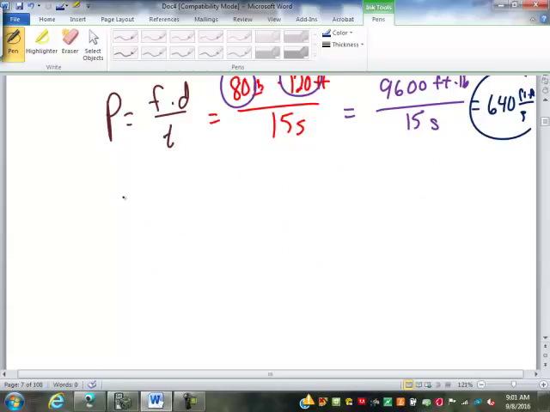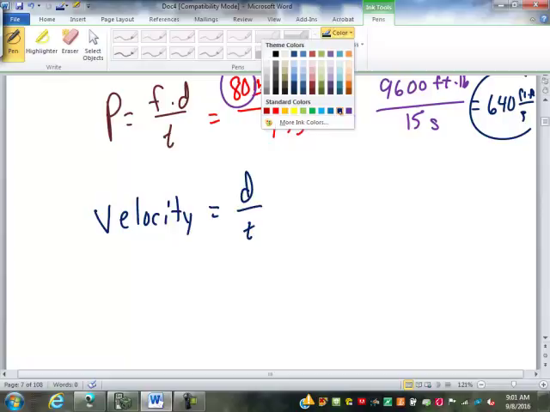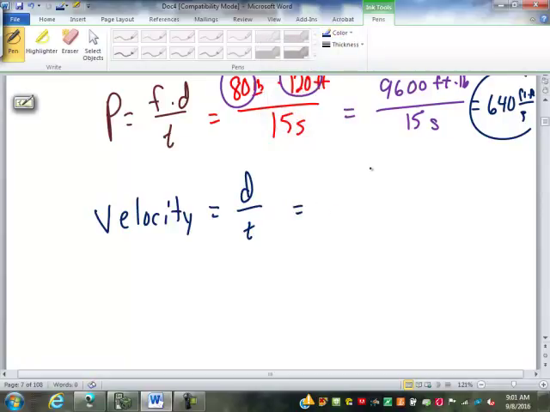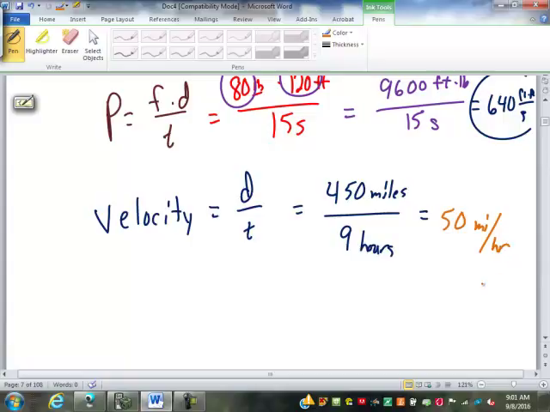Well, one of our more common formulas we have, speed or velocity is equal to distance divided by time. If you travel 450 miles in 9 hours, what is your average velocity? Well, it's just 450 divided by 9 is 50 miles per hour. Notice when we divide the units, the unit we're dividing by ends up on the bottom of a fraction.